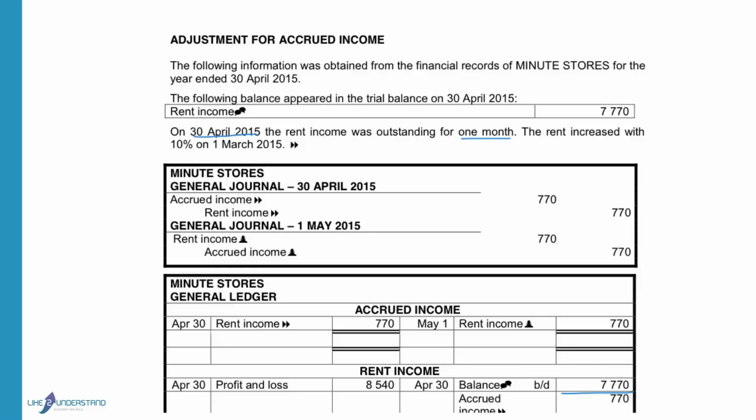We can't divide the 7,770 by 11 because there was an increase of 10% on the 1st of March. So that means that for March we received a higher amount. So we have to calculate now what is the rent that we are still supposed to get for the current year. So remember that the financial year is from the 1st of May 2014 up to 30 April 2015, and that the increase was on the 1st of March.